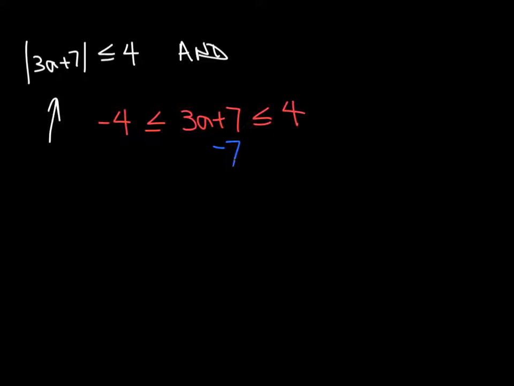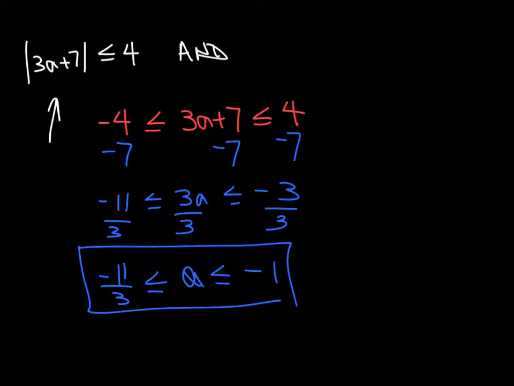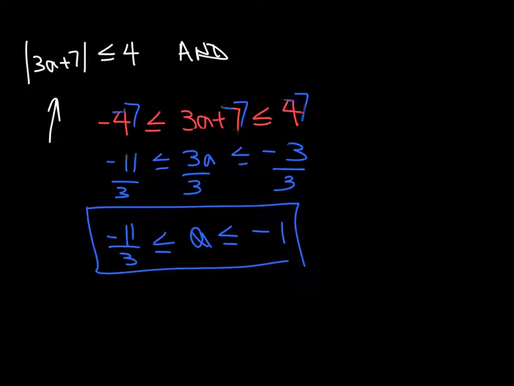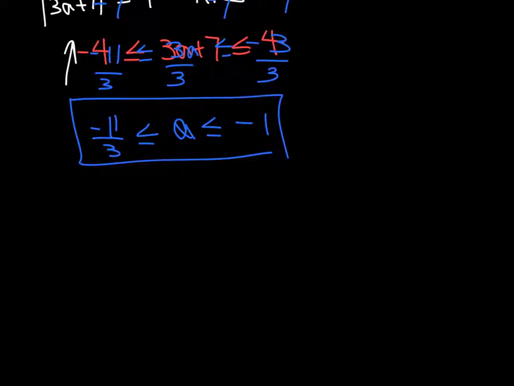So we're going to subtract 7, subtract 7, subtract 7. Divide by 3, divide by 3, divide by 3, and we get negative 11 thirds is less than or equal to a, which is less than or equal to negative 1. There is what my a possibilities can be, and then I need to graph those. So let's move this stuff up out of the way here, and we graph what we've got there, because it does say to graph it.